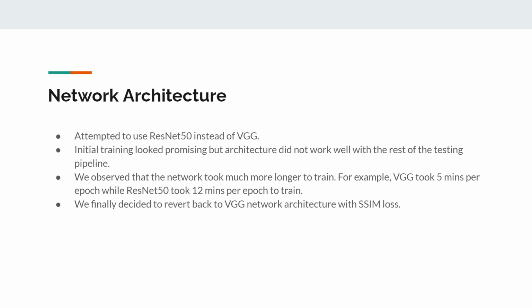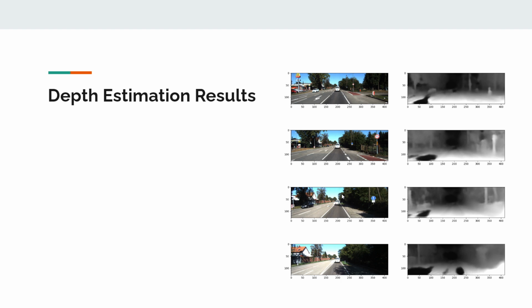Then, apart from that, the biggest issue was that the architecture did not work well with the rest of the code. That meant that various other parts had to be changed, and we had an issue with actually running the testing pipeline. There was an issue with the expected model when we were loading the checkpoints, which we couldn't figure out, despite the fact that the same code that we had used to create the model was being used. But at the end, we just decided to go back to the VGG model, and we continued to use SSIM loss.